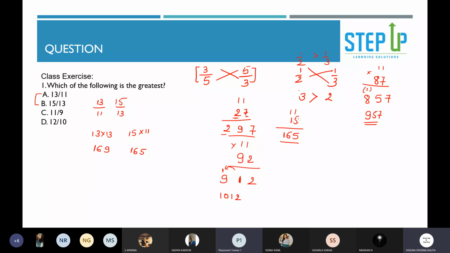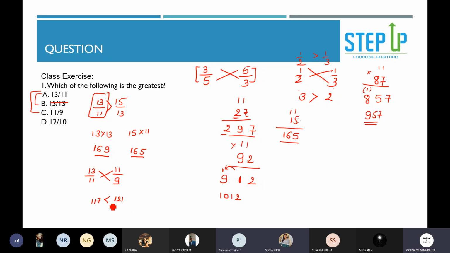Right? So this is just multiplying 2 digits by 11. You just write down the numbers as they are and take the addition of the digits given in that number. So here it is 169 and 165. It means that this part is greater. Agree? So this is eliminated. Now let's compare A and C. A is 13 by 11 and C is 11 by 9. So 11 into 11 is 121 and 9 into 13 is 117. So which part is greater?